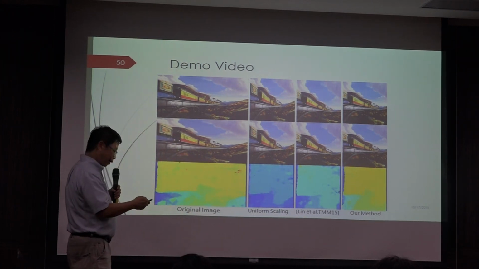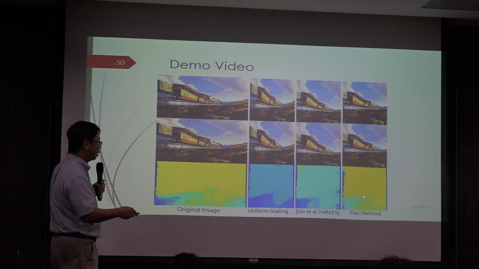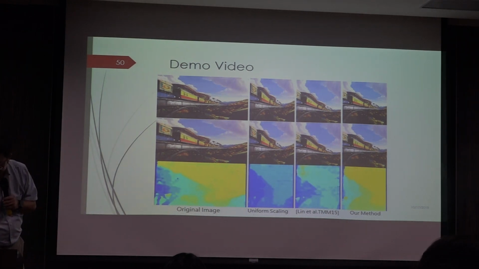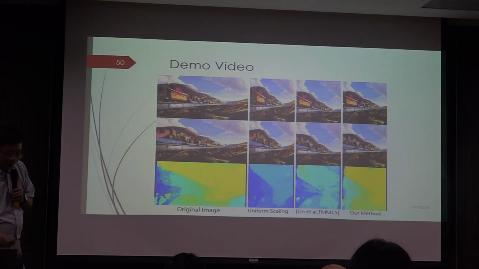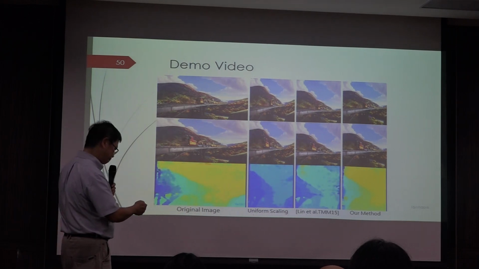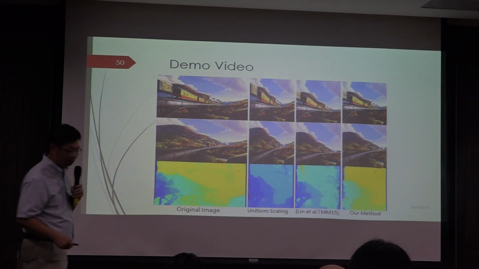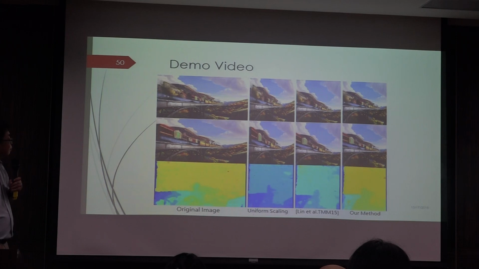And comparing the depth map of the result obtained using our method with the original one, we can see that it's more consistent with the original depth map. We can also compare the shape distortion. Compared to these two methods, our method can maintain a better object shape for the train, which is the salient object.